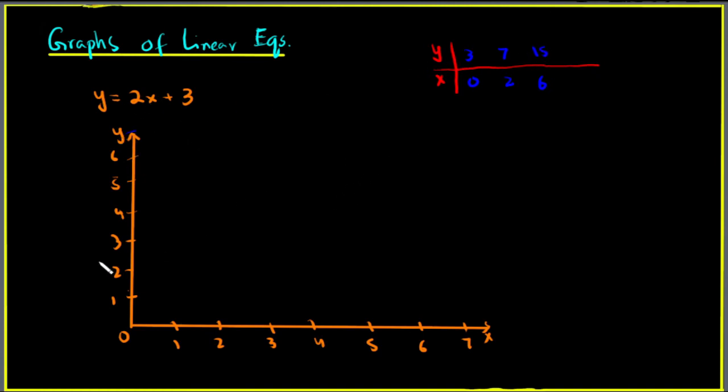But you can plot at least 2 points and be able to draw a line. For example, when x is equal to 0, y is equal to 3, so the point is here. And when x is equal to 2, y is equal to 7, so somewhere over here. So you can just connect these 2 points together. Okay, that's not the most accurate connection of points. Okay, that's a little bit better.